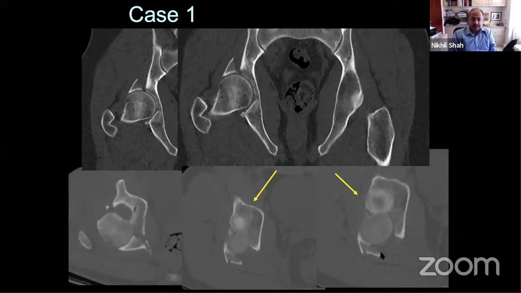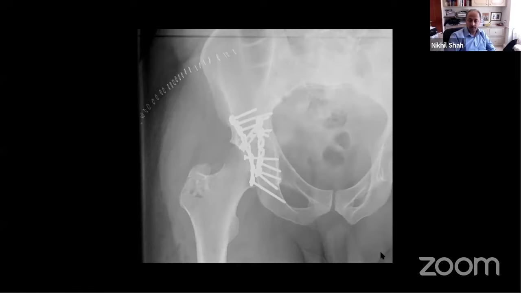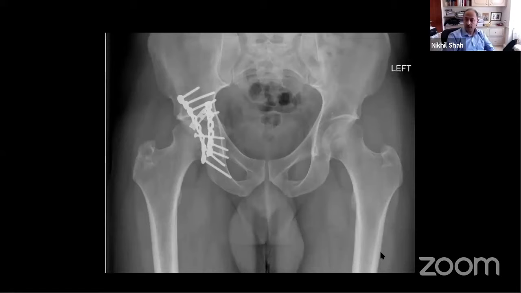In this case, you can see that the posterior comminution was quite extensive and the anterior column fracture was relatively undisplaced. So the choice of approach would be to go from the posterior aspect to address the various different injuries that you encounter from the back. And in this case, a double plate with a spring plate was used. And that is the outcome at 5 years with good anatomic reduction and no sign of any AVN or arthritis.